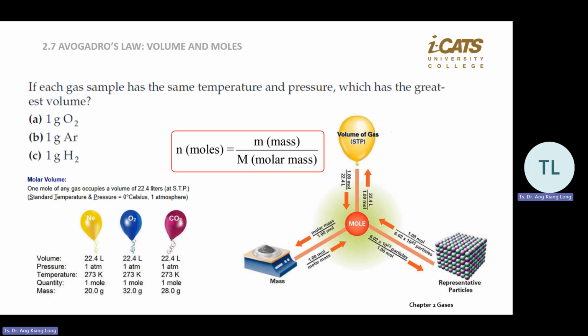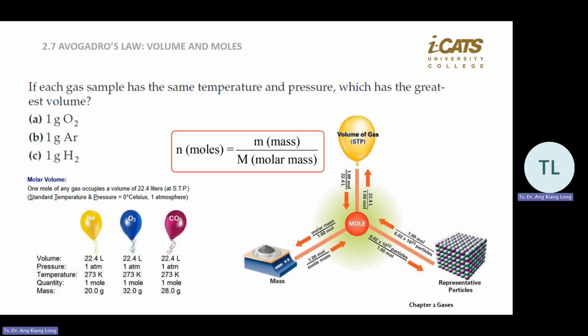From the diagram here, we assume you know that 1 mole equals 6.02 times 10 to the power 23 particles. It can be atoms or molecules. This is the Avogadro number. We assume you already know it. We won't give it to you in the final exam. The rest you can get from this one.